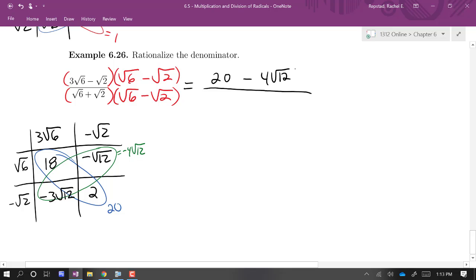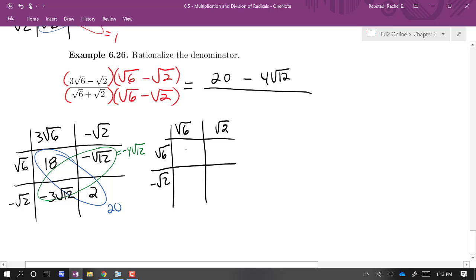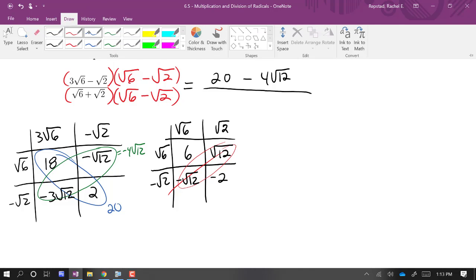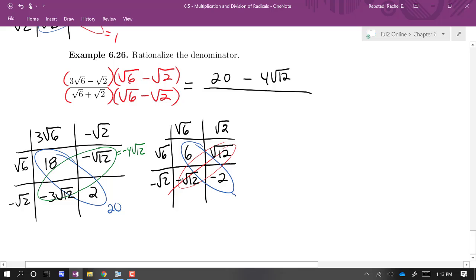Okay, in the bottom, that product, root 6 plus root 2 over root 6 minus root 2. Across the top, root 6 times root 6 is 6. Root 6 times root 2 is root 12. Across the bottom, negative root 2 times root 6 is negative root 12. Negative root 2 times root 2 is negative 2. So look, along this diagonal here, those cancel, right? Root 12 minus root 12 is 0. And then along this diagonal, 6 minus 2 is 4. So the denominator is 4.